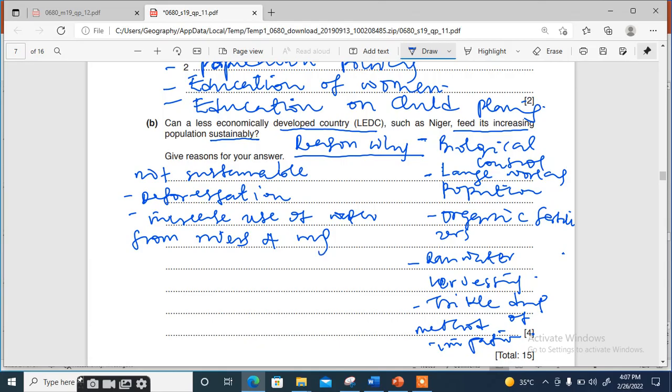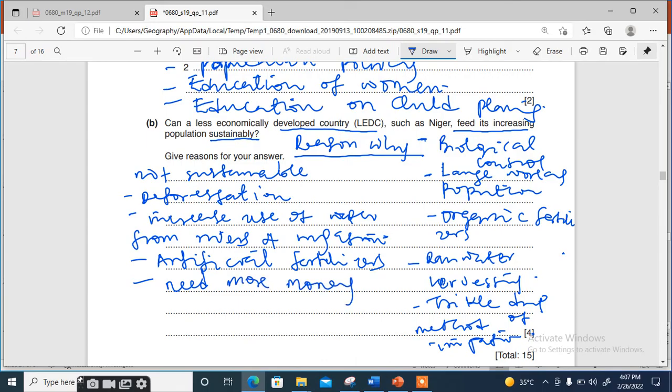For irrigation. You can also look at, instead of using organic fertilizers, they use artificial ones, which can cause eutrophication. They also need more money, and Niger is a less economically developed country, so they need more money. That is why it will not be sustainable. They don't have the money.